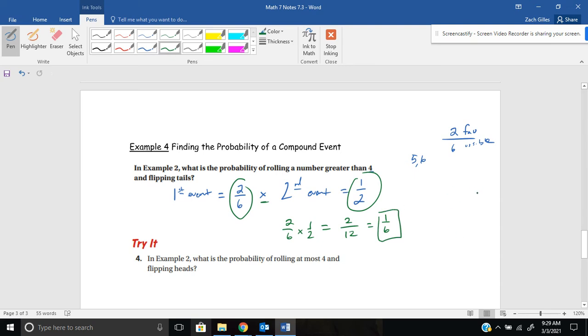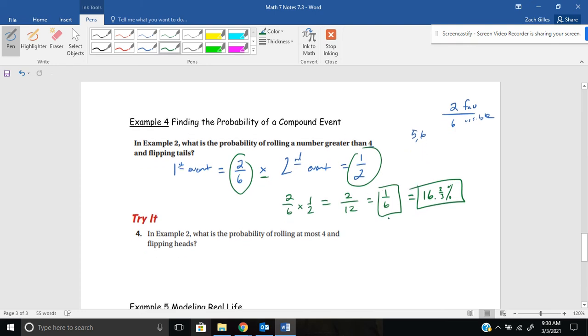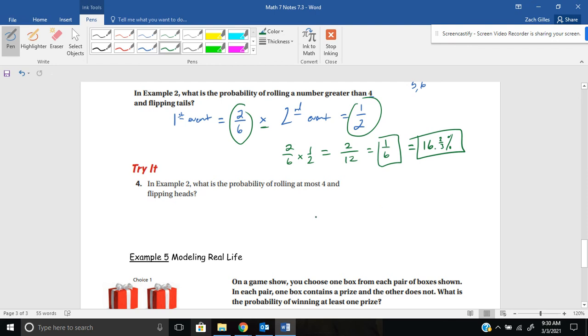Not very good. It's definitely not impossible, but it's unlikely. That would give me, I think it's 16 2/3 or 16.66% chance. Okay. Go ahead and pause now for the try it.